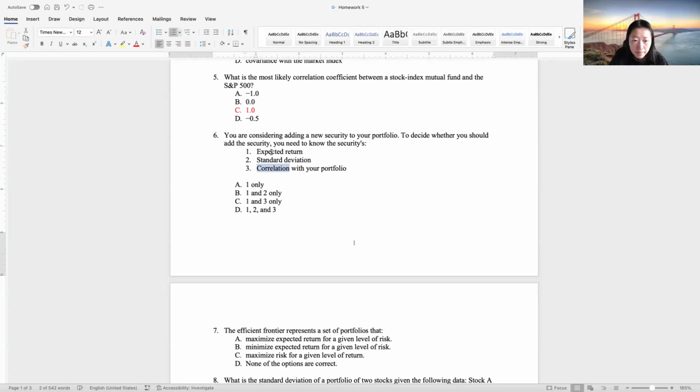And we were not only talking about diversification. We are also talking about the individual security's contribution to the portfolio's return and the portfolio's risk. So in that sense, we do need the individual return and individual standard deviation to know its individual contribution towards the portfolio risk and portfolio return. So we need all 3 of them.